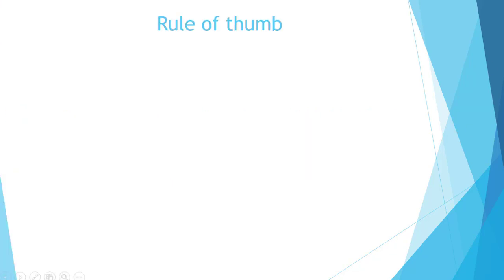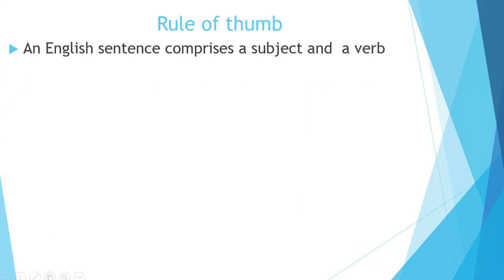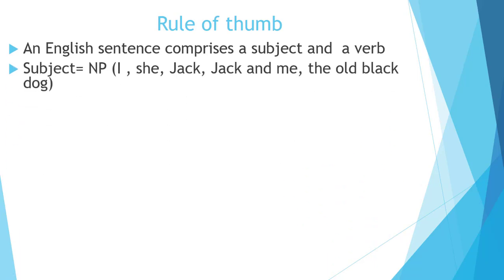The rule of thumb is that an English sentence comprises a subject and a verb. Every English sentence must have a subject and must have a verb. You cannot make an English sentence without a subject and a verb, okay? So what is a subject? The subject is normally a noun phrase.